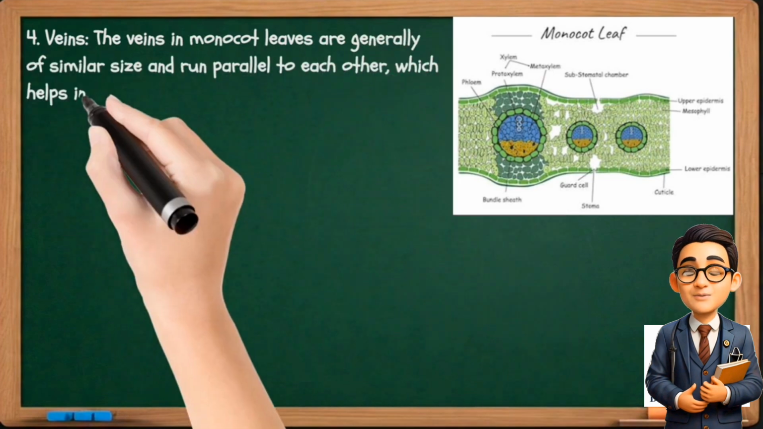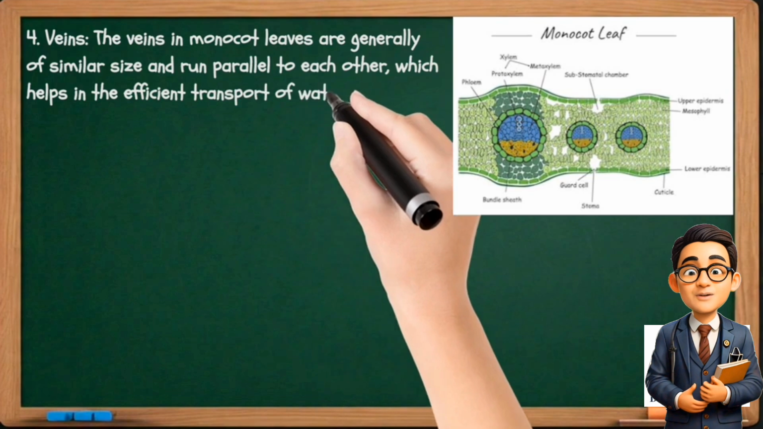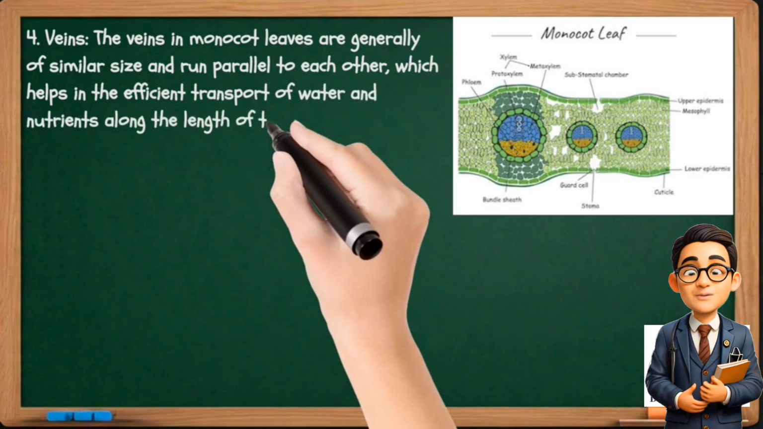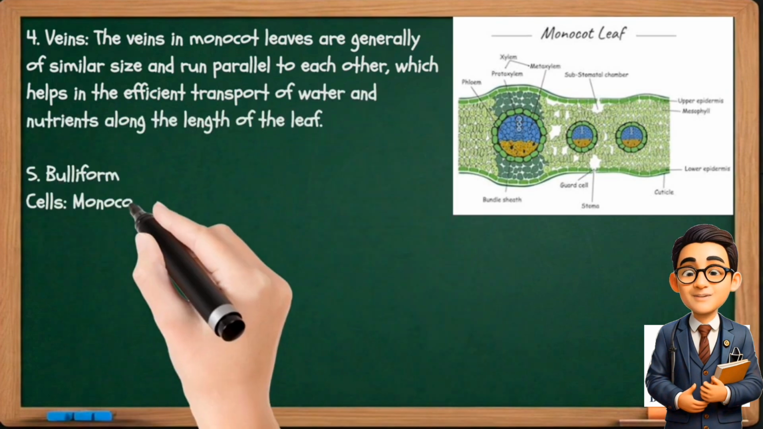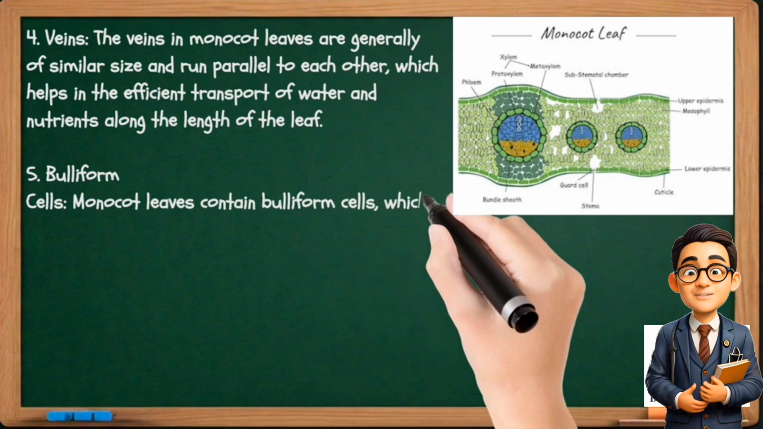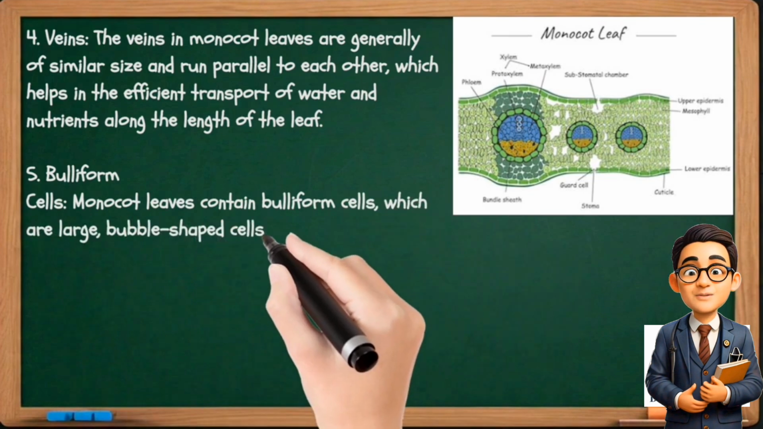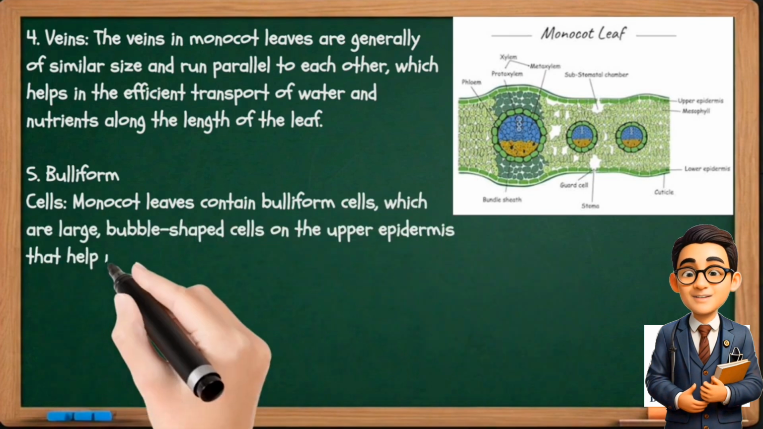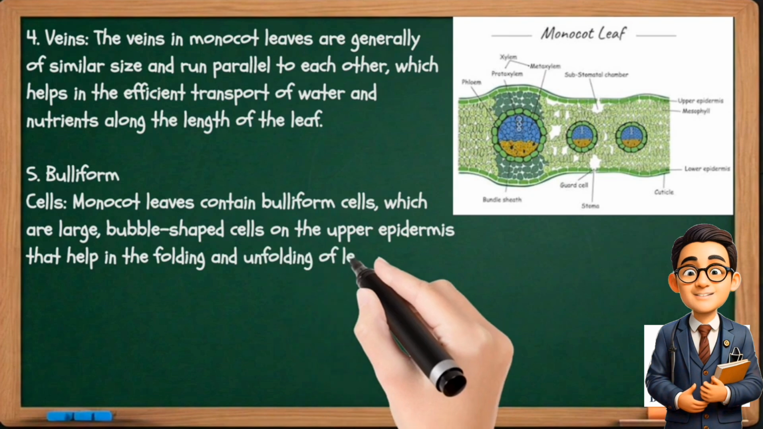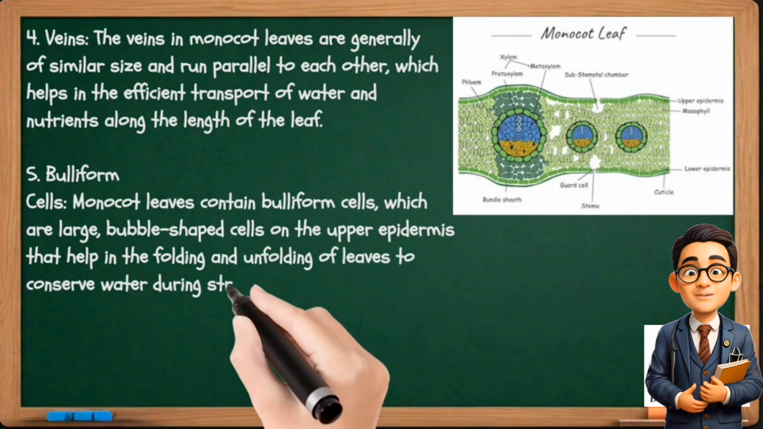Bulliform cells. Monocot leaves contain bulliform cells, which are large, bubble-shaped cells on the upper epidermis that help in the folding and unfolding of leaves to conserve water during stress conditions like drought. Common examples of monocot leaves include those of grass, sedge, and bamboo.